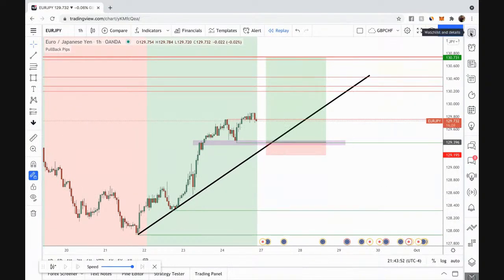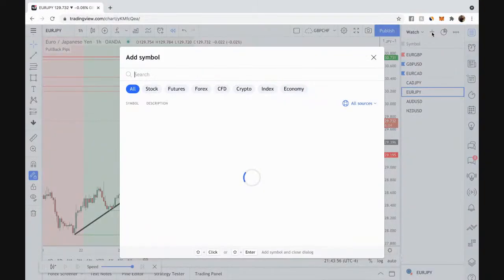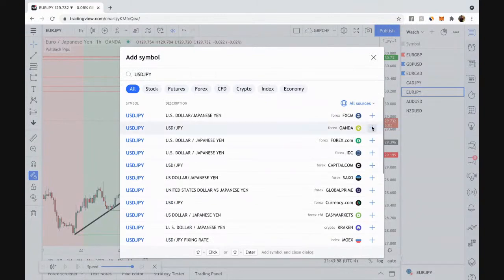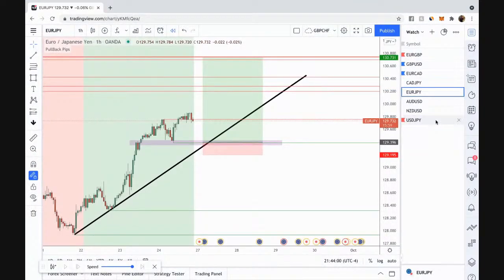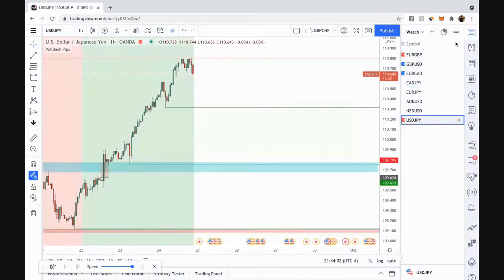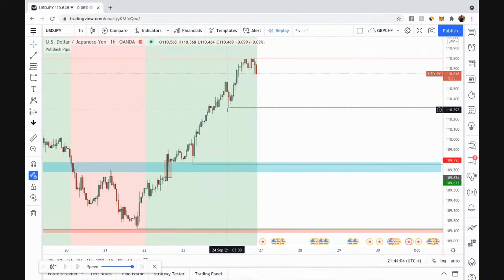Maybe that's the JPY talking to us, right? So what I want to do is I also want to grab USD JPY because I want to know, is it looking like it wants to go up? What is happening with this USD JPY, right?